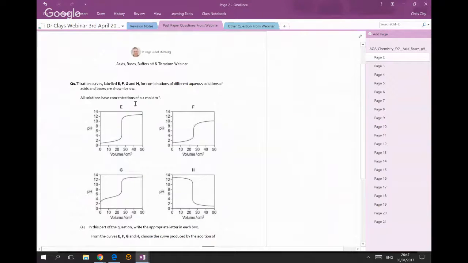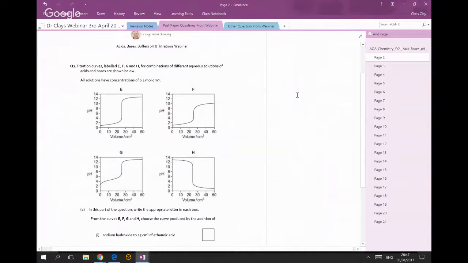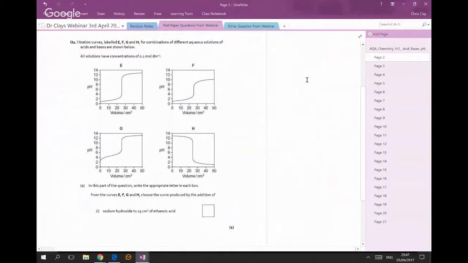Here we are then, titration curves. So here we've got a series of different curves, and we've got E, F, G, and H. It says titration curves labeled E, F, G, and H, the combination of different aqueous solutions of acids and bases shown below. All titration curves are of 0.1 mol dm^-3. In this part of the question, write the appropriate letter in each box.